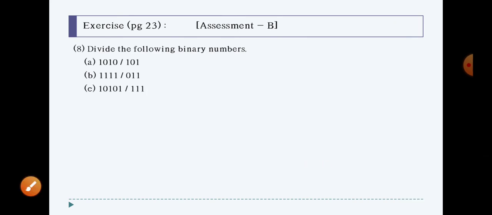Now the C portion, try it out by yourself, and the D portion also you try out by yourself. In case you get stuck somewhere, just let me know.